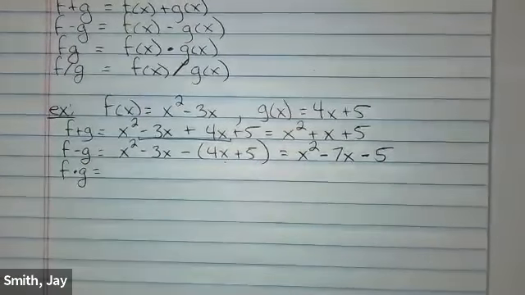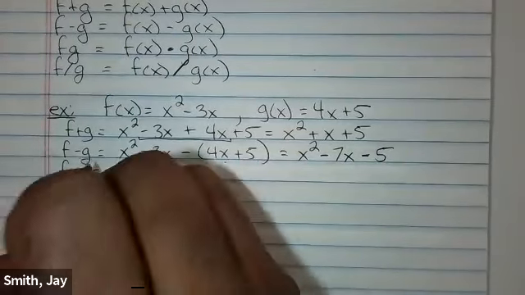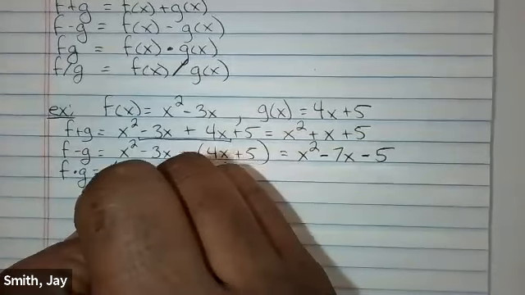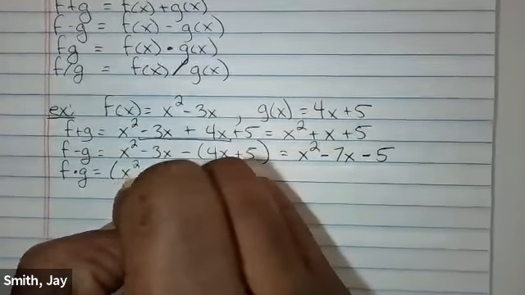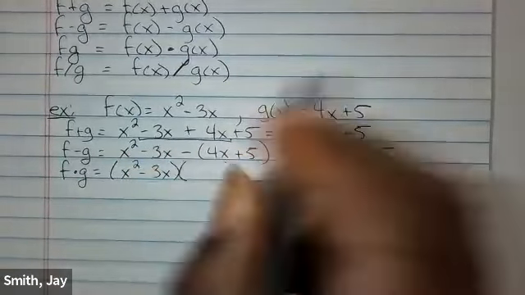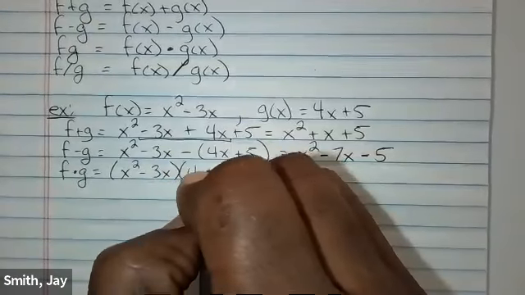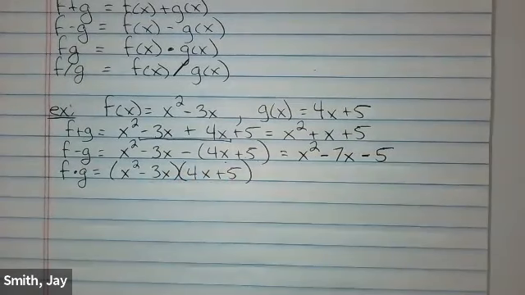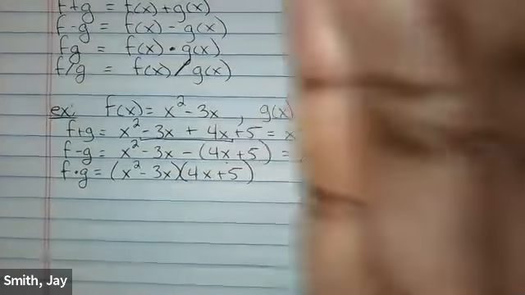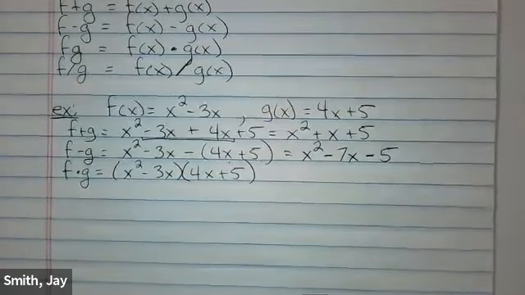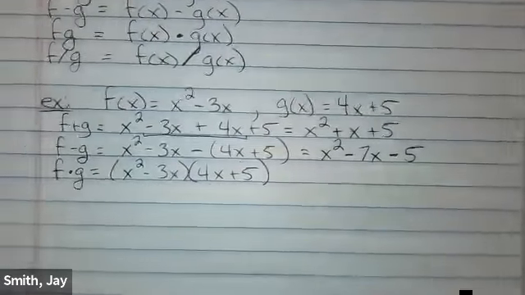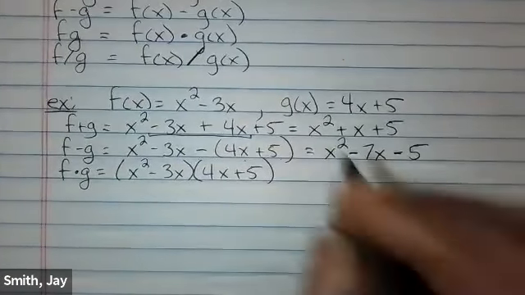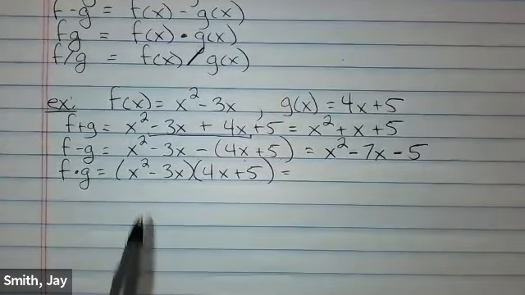Next operation, f times g. Here we're going to have x squared minus 3x, or f of x. And this time it's being multiplied by g of x, which is 4x plus 5. So essentially, what we're doing is FOILing this out, or we're multiplying two binomials. So we can FOIL it out.